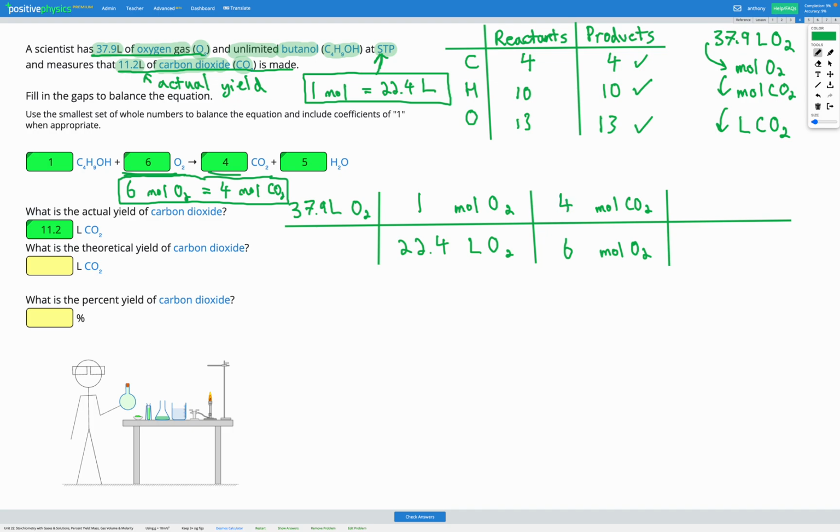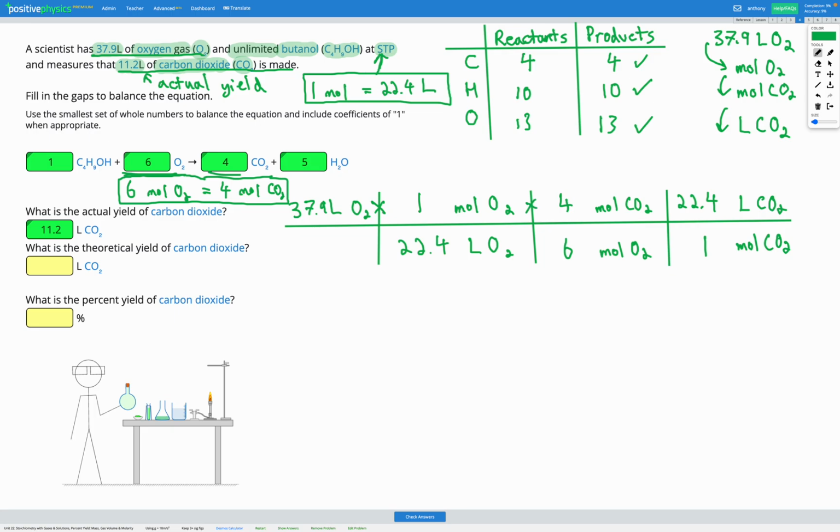Finally, we're converting from moles of CO2 into liters of CO2. Again, we're at standard temperature and pressure and we're talking about a gas. So it's going to be 1 mole is equal to 22.4 liters. So 1 mole CO2 is equal to 22.4 liters of CO2. Okay, great. We've got our dimensional analysis table set up.